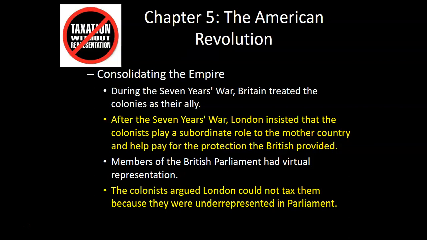And this salutary neglect on the part of the British government and British Parliament will quickly come to an end after the end of the 7 Years' War in 1763 because they have a massive debt they have to pay back. After the war, the amount of debt on the shoulders of the British Treasury is huge. Britain will owe roughly, in the 1760s, 150 million pounds sterling, which in today's money is tens of trillions of dollars.